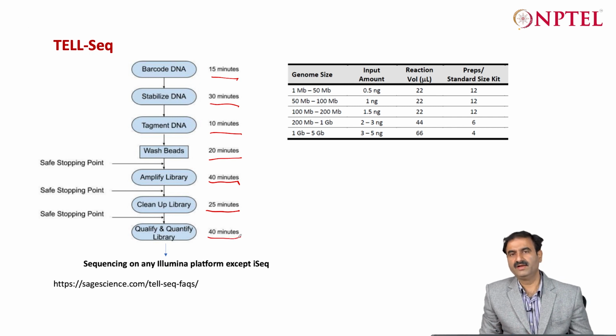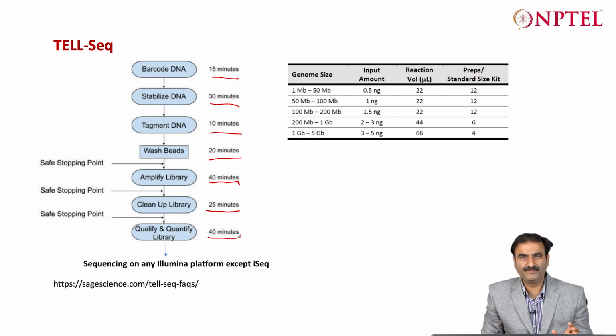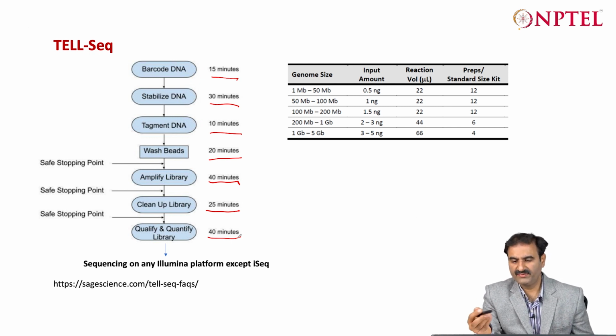So in total, about 3 hours are sufficient to create the Tell-Seq linked reads library, which can then be sequenced. For genome size, it is 1 to 50 MB, which means it will cover all the bacteria, up to fungi genomes or smaller micro eukaryotes.